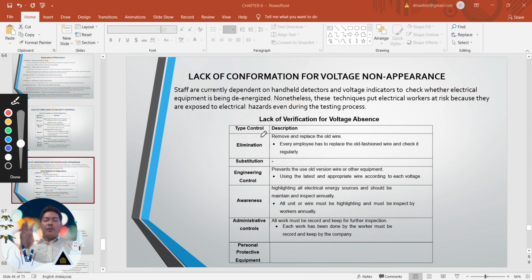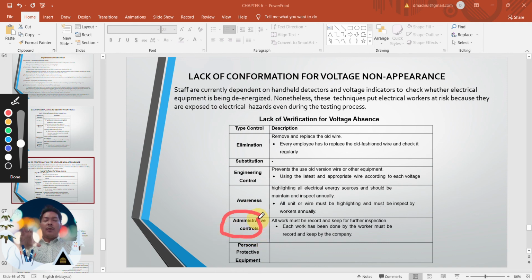The type of control that you suggest is elimination: remove and replace the old wire. Every employee has to replace the old-fashioned wire and check it regularly. For the engineering control, you will prevent the use of old versions of wire or equipment, and use the latest appropriate wire according to each voltage. For awareness, you will highlight all electrical energy sources, which should be maintained and inspected annually. So all units or wires must be highlighted and inspected by the worker annually.